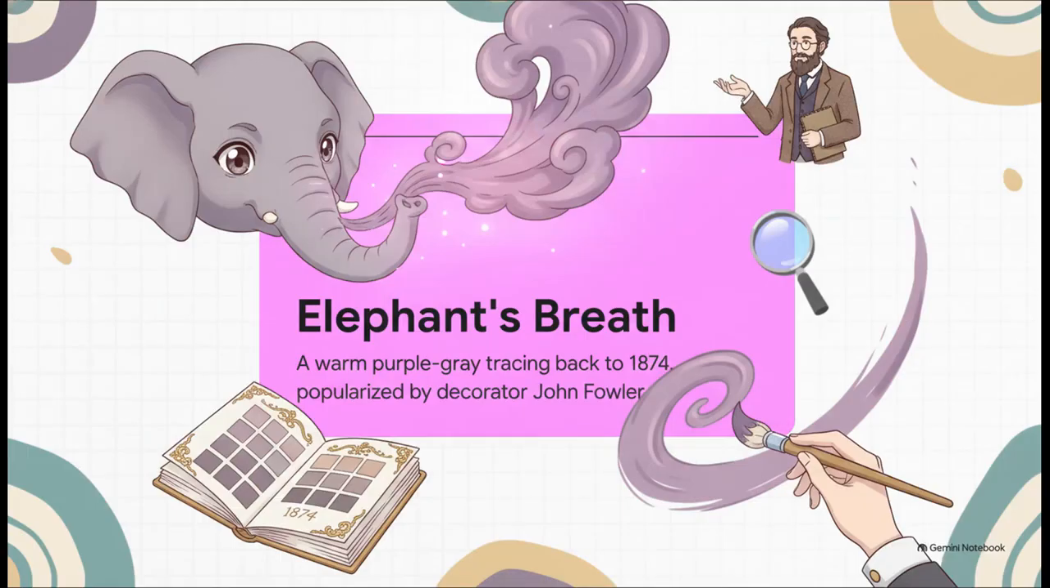Or, oh, this is a good one, elephant's breath. It is this stunningly warm purple gray. Now, you might assume some clever marketing team just made that up yesterday to go viral on social media. But actually, scratch that. The phrase traces its origins all the way back to 1874. It was later heavily popularized by the influential 20th century English decorator John Fowler. Discovering that kind of trivia is just magic. It shows how these imaginative names have slowly evolved over centuries to describe these beautifully complex, hard-to-pin-down hues.